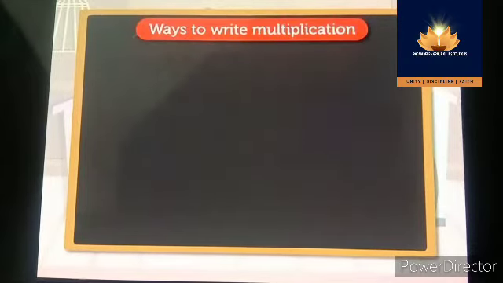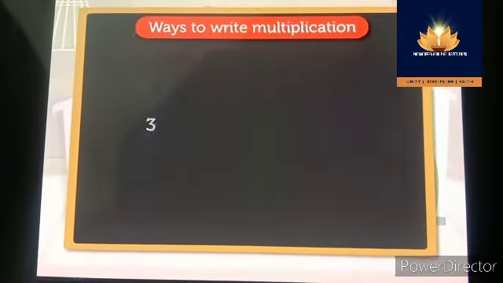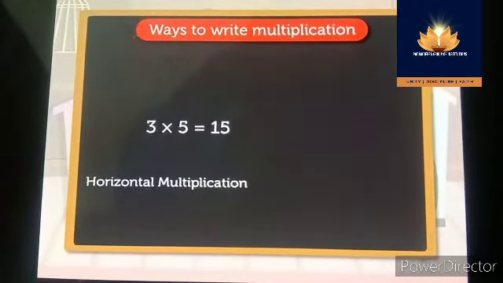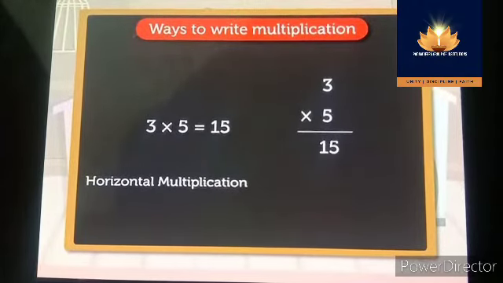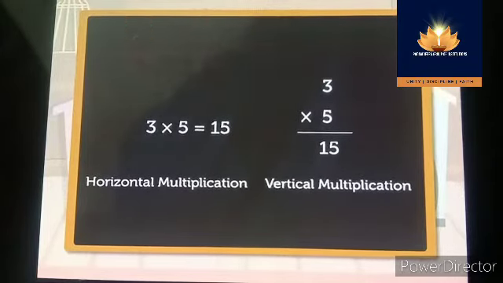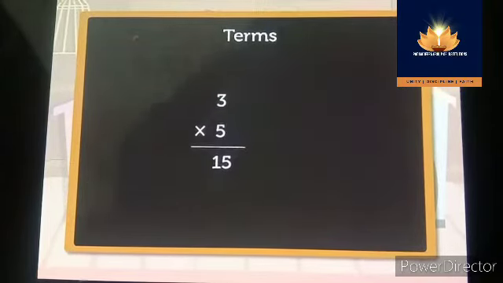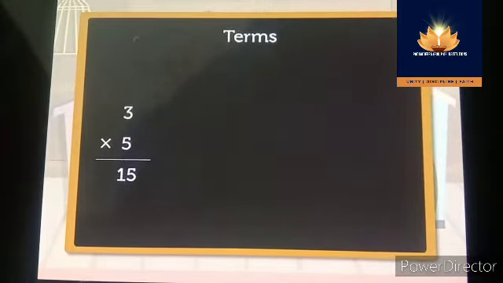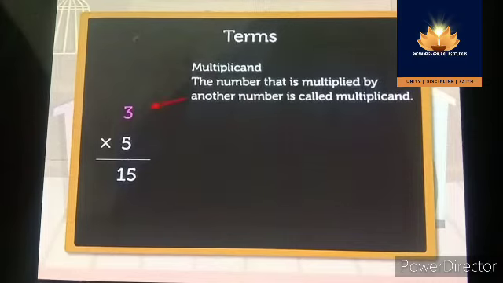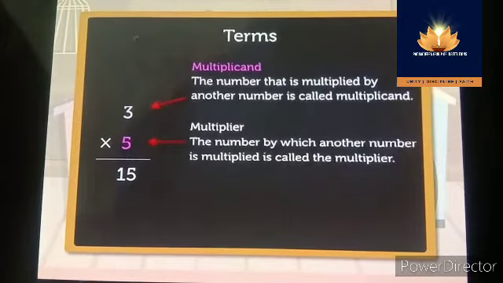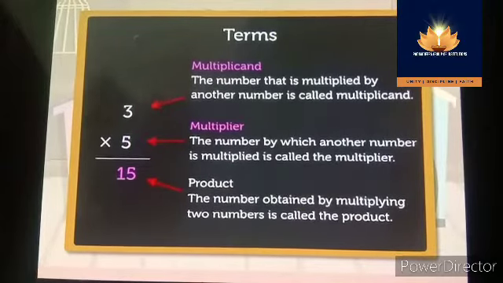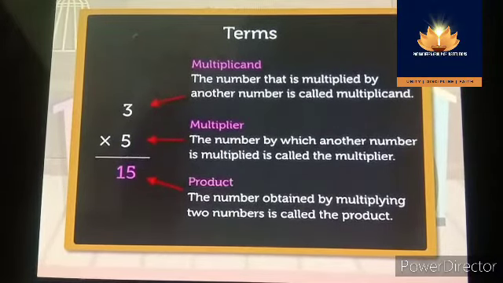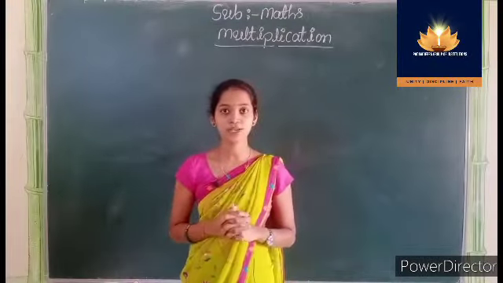Now let us look at ways to write multiplication. This is called horizontal multiplication. Then this is called vertical multiplication. Some terms used in multiplication are multiplicand, multiplier and product. The number that is multiplied by another number is called the multiplicand. The number by which another number is multiplied is called the multiplier. The number obtained by multiplying 2 numbers is called the product. Students, have you understood the multiplication?